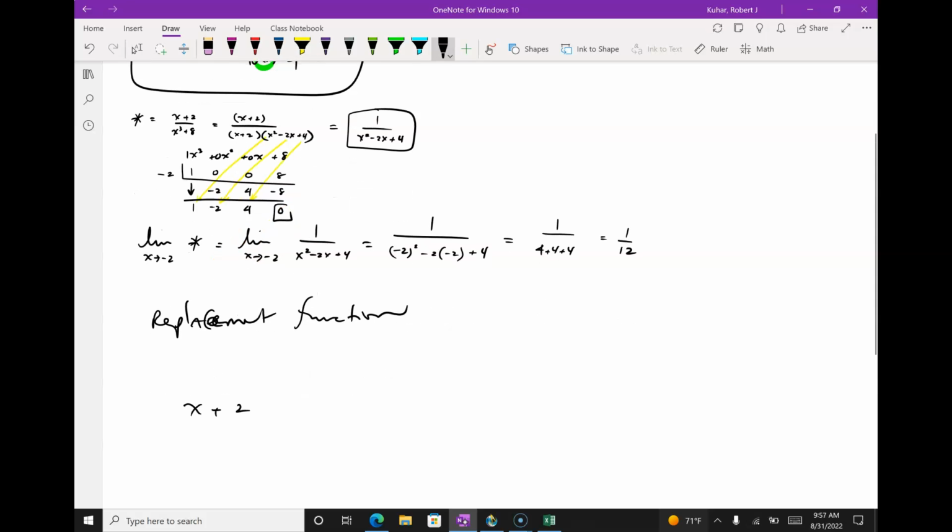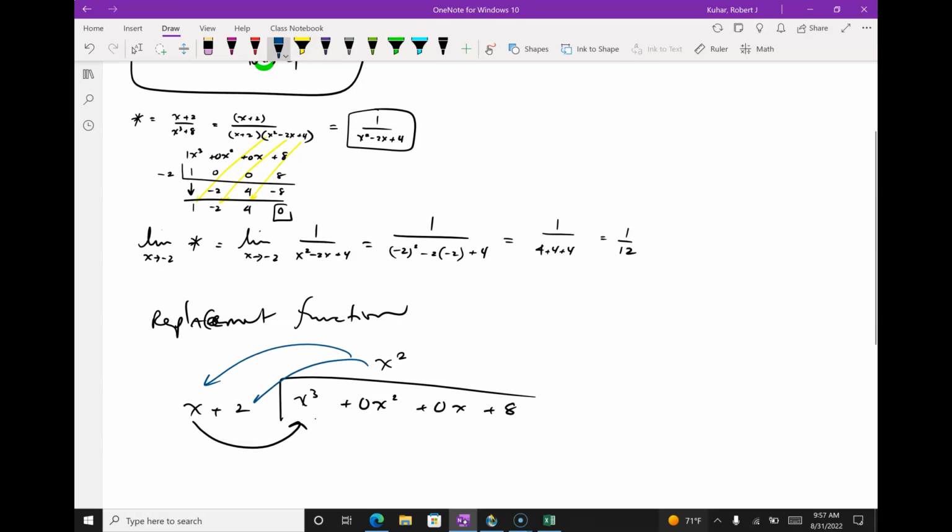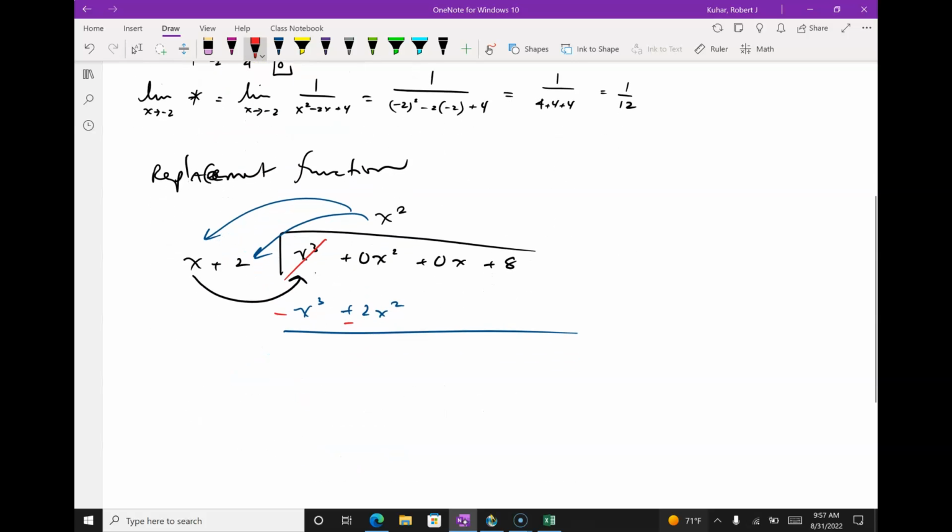So I'm going to take x plus 2, long divide into x cubed plus 0x squared plus 0x plus 8. And I'm asking myself, x times what will get me to x cubed? Good, x squared. And then I come back and multiply to each term. So I get x cubed plus 2x squared. I change my signs and add. The first term will always drop out. So now I have -2x squared plus 0x plus 8. Rinse and repeat. Keep going.